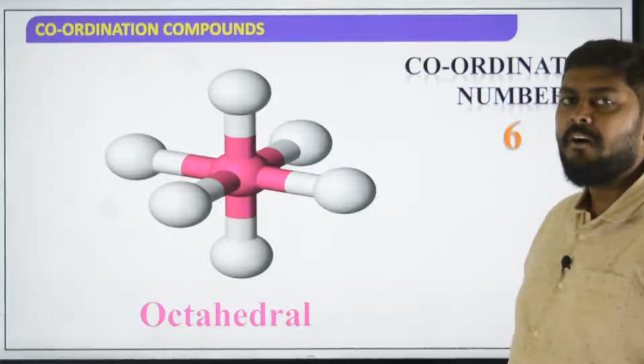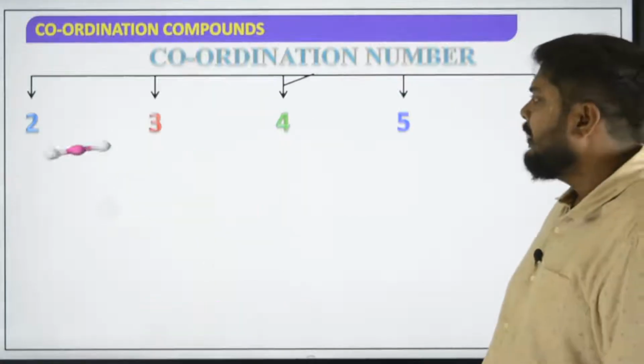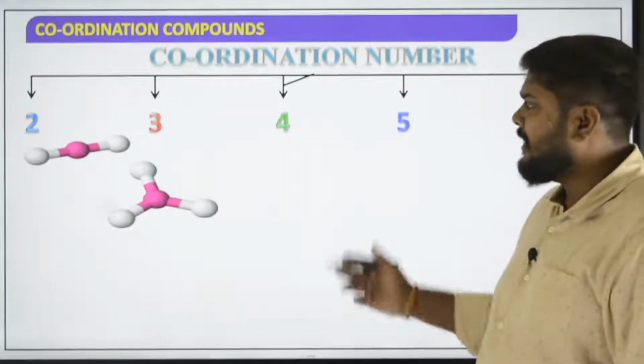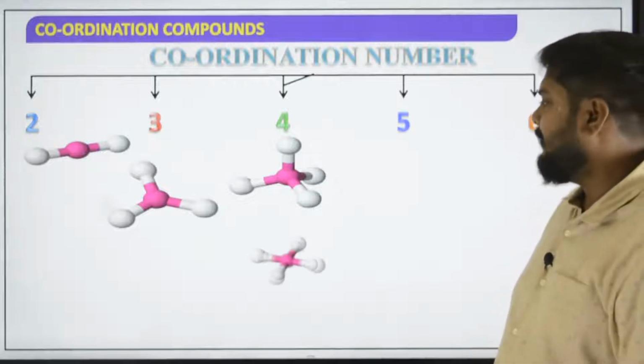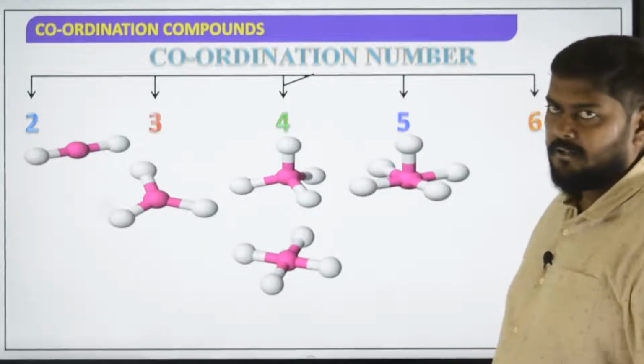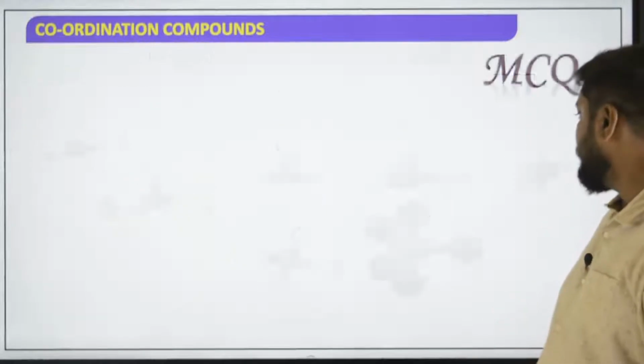Coordination number 6 will have octahedral shape, right? So coordination number 2 will be linear in shape, 3 will be trigonal planar, and 4 will have tetrahedral or square planar, 5 as well as 6, right?